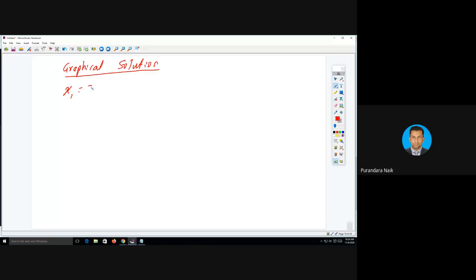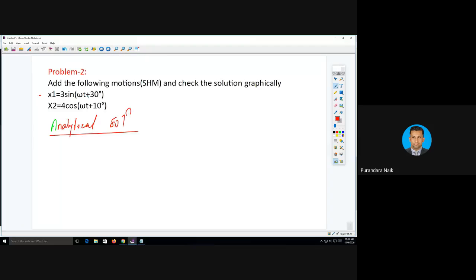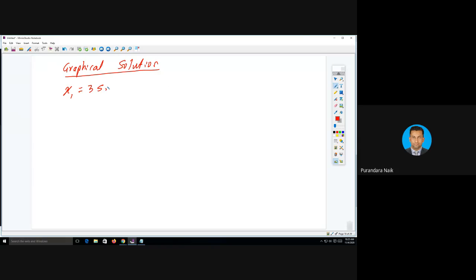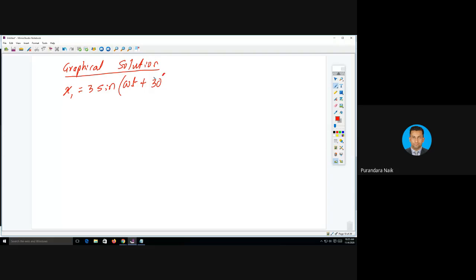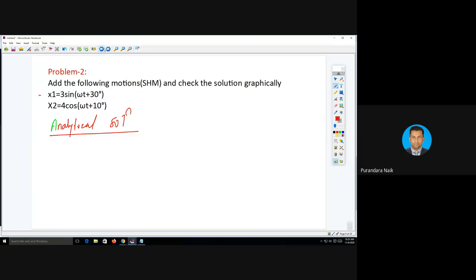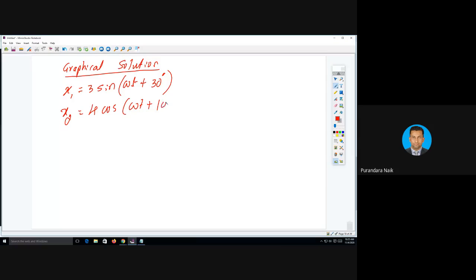The graphical solution, the first equation: x1 is equal to 3 sine omega t plus 30 degree. It is already converted to degrees from radians, right? No need to convert it again. Next, x2 is equal to 4 cos omega t plus 10 degrees. Here cos, you need to convert that into sine.